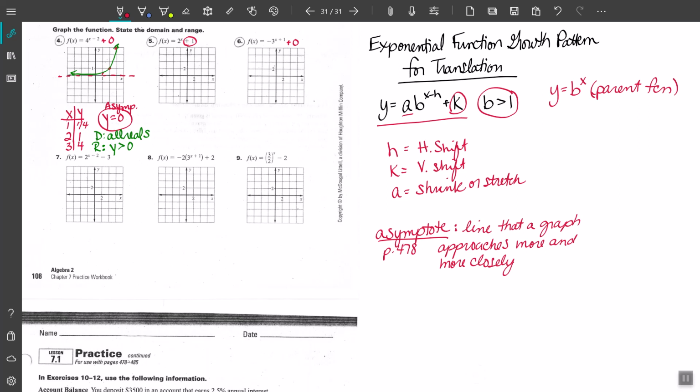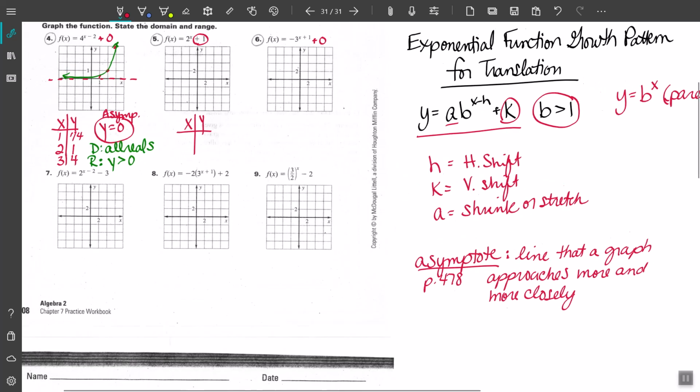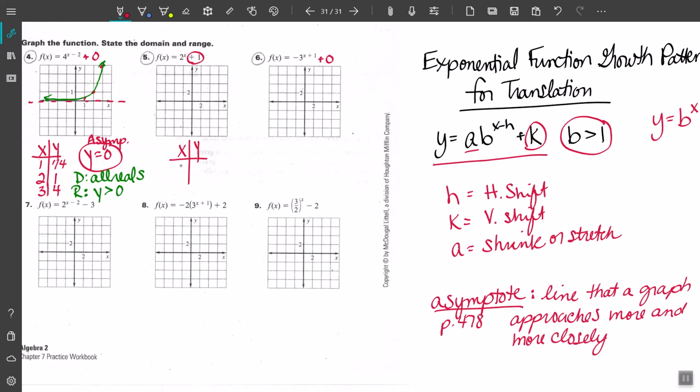All right, we'll do our XY table for number 5. I'm going to evaluate at x of 0 and x of 1. So I'm going to plug 0 in here for x. That's going to raise 2 to the 0 power, which is 1. 1 plus 1 is 2. If I plug 1 in for x, 2 raised to the first power is 2. It's just the number itself, plus that extra 1 is 3. So we'll plot 0, 2, and 1, 3.